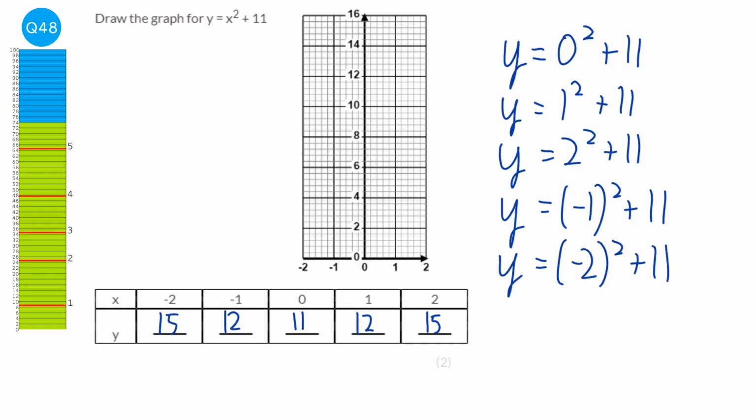Now you can see here we get a nice little symmetry, and we're going to plot this onto our graph here. So 11 is going to be here, 12 is going to be here, so both of these are 12, and 15 is going to be here. Now when you join them up, what you want to do is avoid having a V. In the mark scheme specifically it says that the bottom needs to be nice and smooth, and avoid something called feathering where it looks like that. You just want one smooth line.